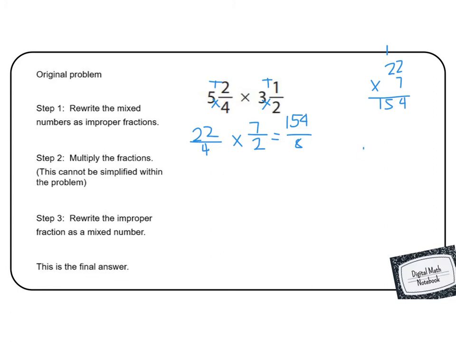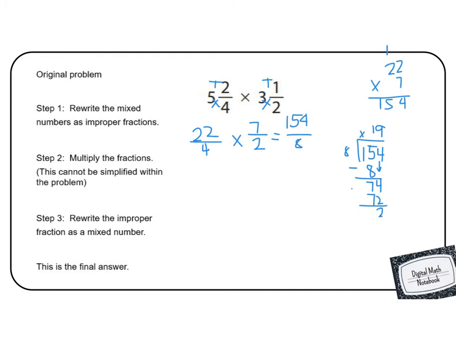So we need to do 154 divided by 8. 8 doesn't go into 1, but it does go into 15 once. It would go into 16 twice, but it goes into 15 once, which is 8 left over 7. Then we bring down the 4. And 8 goes into 74 9 times, which is 72, and we're left over with 2.